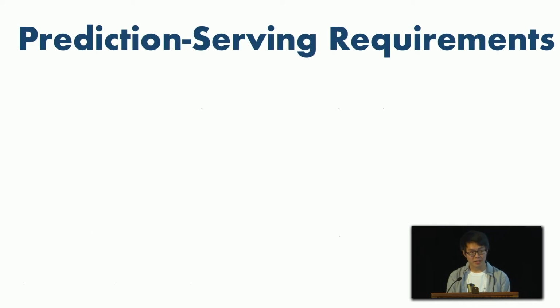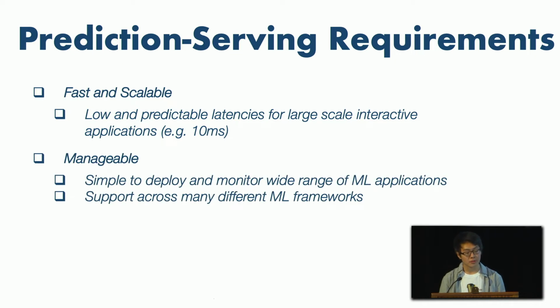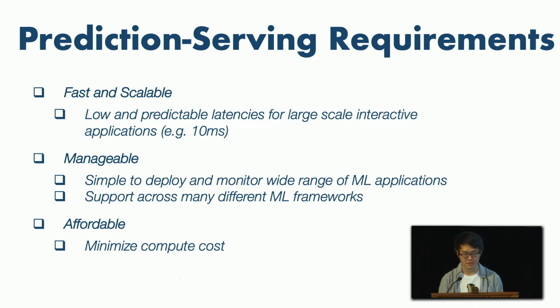Prediction serving has unique requirements. It needs to be fast and scalable, so it can maintain low and predictable latency for large-scale interactive applications. For latencies, we're talking about tens of milliseconds. And it needs to be manageable, so engineers and data scientists will find it simple to deploy and monitor. We also need to support a wide range of machine learning frameworks. Finally, it needs to be affordable, so we can minimize compute cost. For example, many machine learning models run on expensive hardware like GPUs.